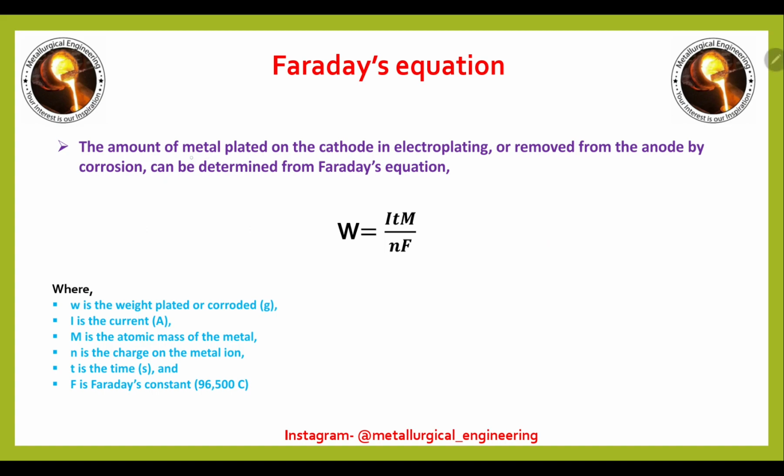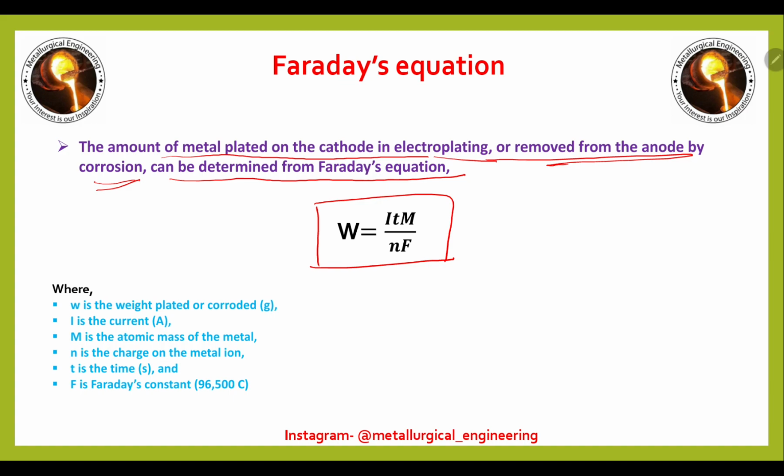About Faraday's equation: the amount of metal plated on the cathode in electroplating, or removed from the anode by corrosion, can be determined from Faraday's equation. The Faraday equation is W is equal to I dot t dot M divided by nF, where W is the weight of metal plated or corroded, in grams, I is the current, in amperes, M is the atomic mass of the metal, n is the charge on the metallic ion, t is the time, in seconds, and F is the Faraday constant. Its value is this one.